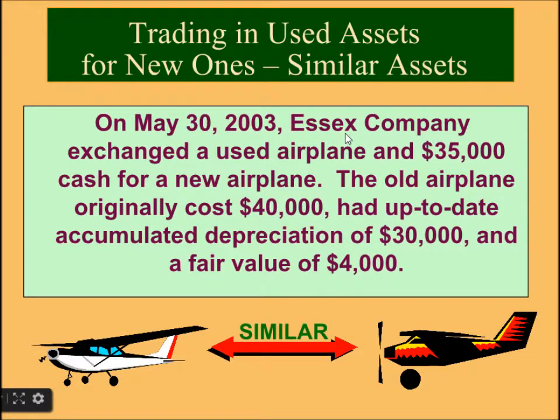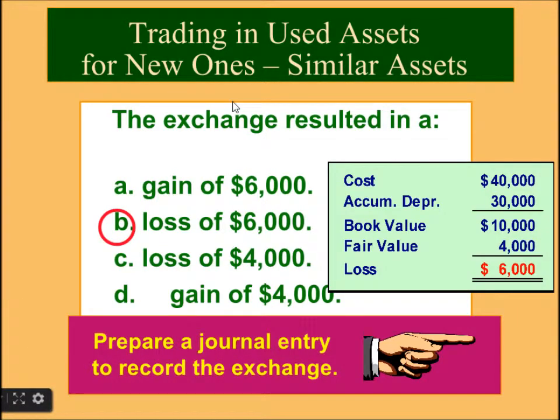On May 30, 2003, Essex Company exchanged a used airplane and 35,000 cash for a new plane. The old airplane originally cost 40,000, had up-to-date accumulated depreciation of 30,000 and a fair value of $4,000. So let's see. We have to calculate whether the exchange resulted in a gain or loss.